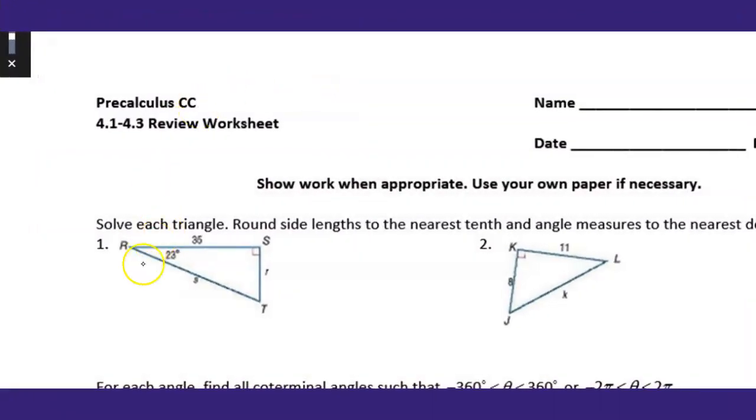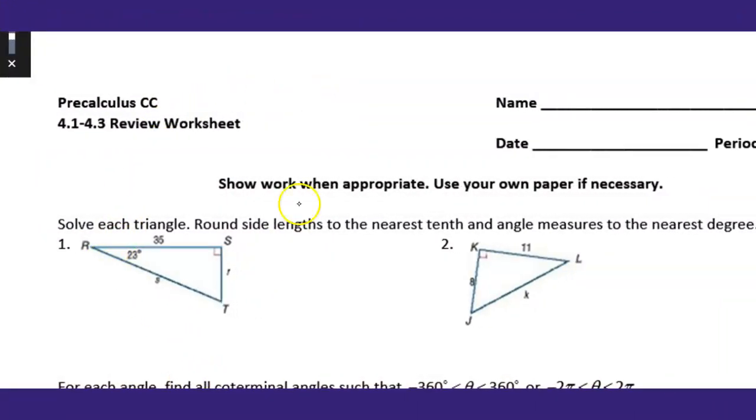On these first two problems, it says solve this triangle, round side lengths to the nearest tenth and angle measures to the nearest degree. We have this side S, and we have R. We need to find S and R. First we're going to use the angle measure that we have, which is 23. We identify this side as opposite, and this side as the hypotenuse, the longest side. We're going to use this side, which is 35, the adjacent side, to identify the values we need.